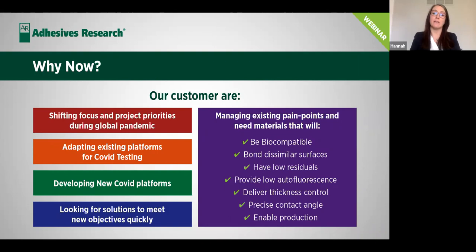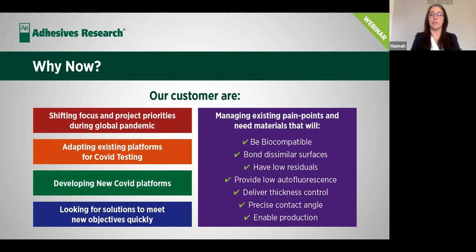But we also understand that you're managing some existing pain points and looking for materials that can do a number of things. They need to be biocompatible. They need to bond to dissimilar surfaces. You're looking for materials that have low residuals. And obviously we are looking for some options to provide low autofluorescence if that is one of the key measures in your device. Delivering thickness control can be extremely important, especially with spacer tapes.